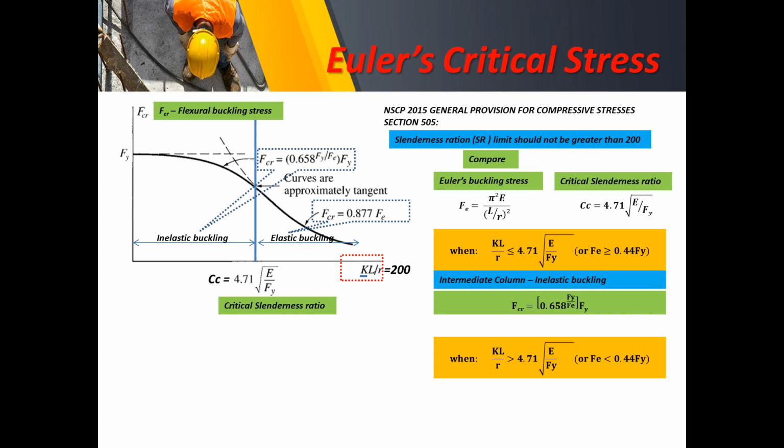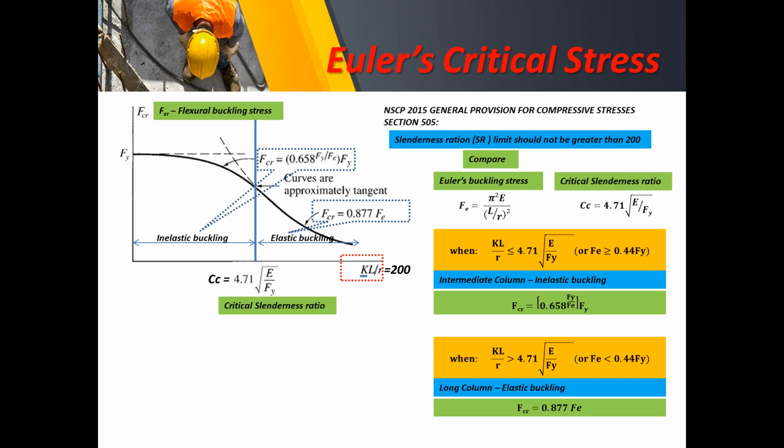Now if your KL all over r will be greater than Cc, or Fe is less than 0.44 of Fy, that is long column and will be under an elastic buckling. Hence, we're going to use a flexural buckling stress equal to 0.877 of your Fe. So, these are the variables. Fcr is flexural buckling stress. Fe is the elastic critical buckling stress.